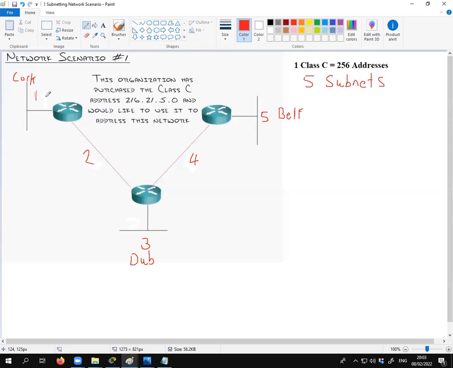Let's look at Dublin here for a second. It has to be a member, otherwise the communication is going to break. I can't have Cork in this network here, 192.168.1.0, and Belfast over here, 192.168.1.0. Because if a packet comes into Dublin addressed to 192.168.1.1, Dublin goes, where do I send this? Do I send it to Cork, which is 192.168.1.0, or do I send it to Belfast, which is 192.168.1.0?